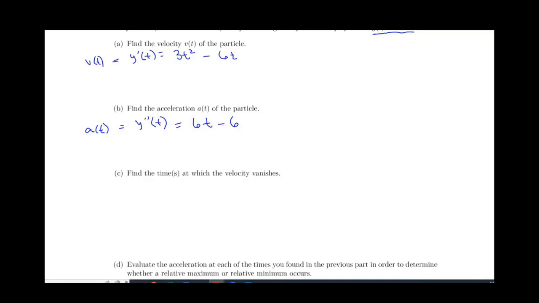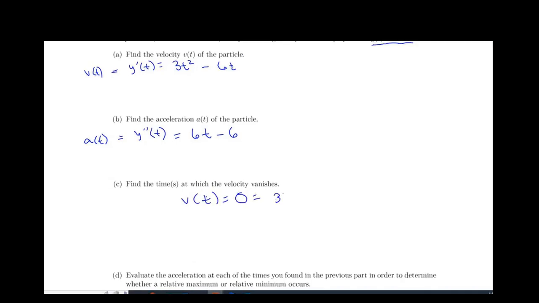So find the times at which the velocity vanishes. I want to say v of t equals 0. That equals 3t squared minus 6t. I have to factor that, which is 3t times t minus 2. And so I have two things multiplied together that equals 0. That happens at t equals 0. That's for the first one. And t equals 2. That's for the second one.